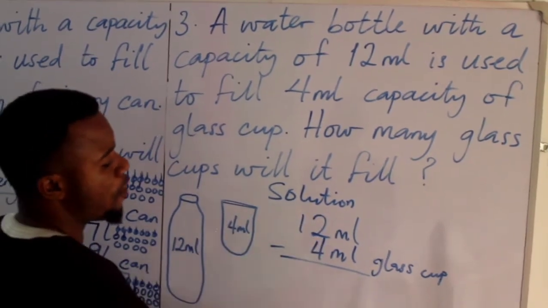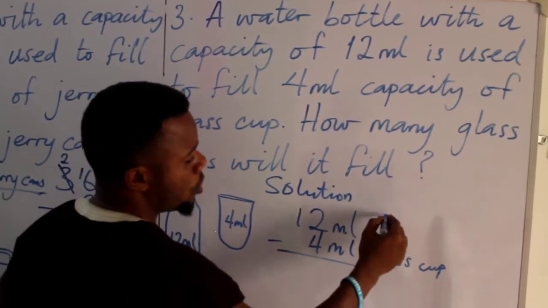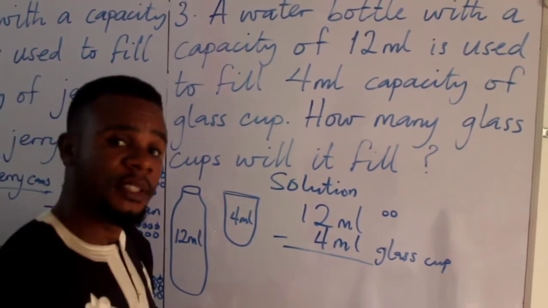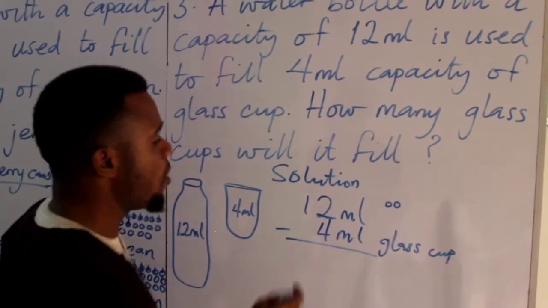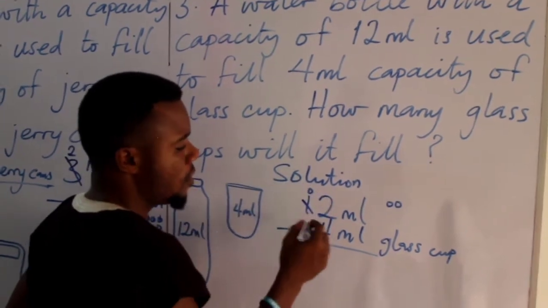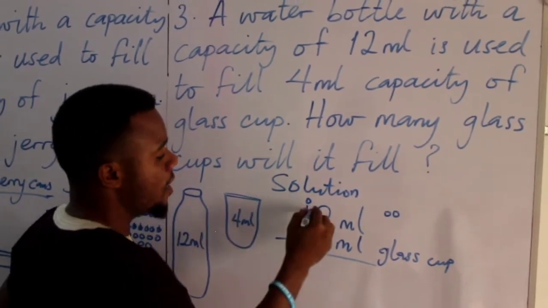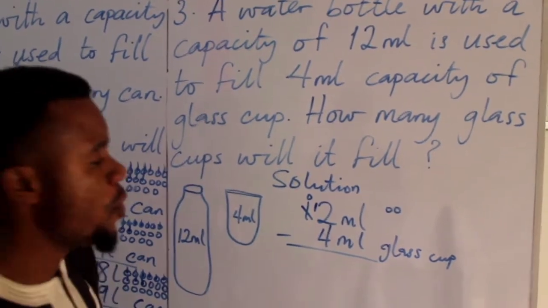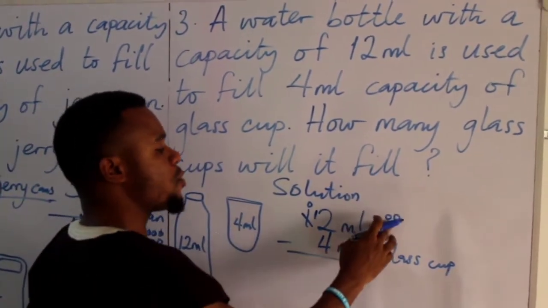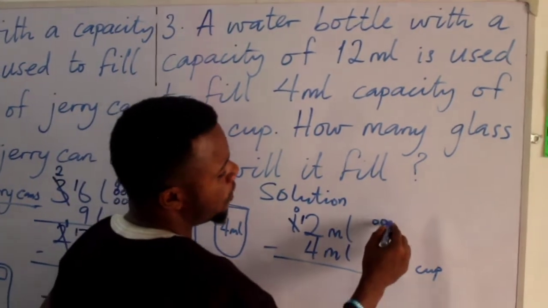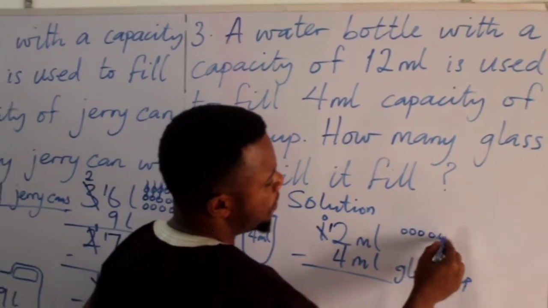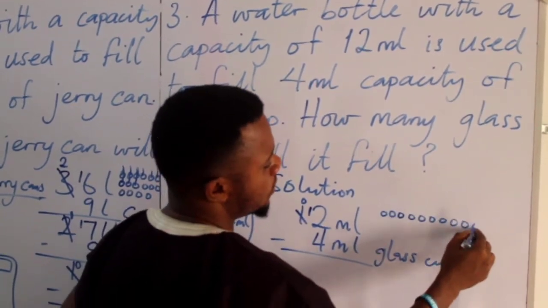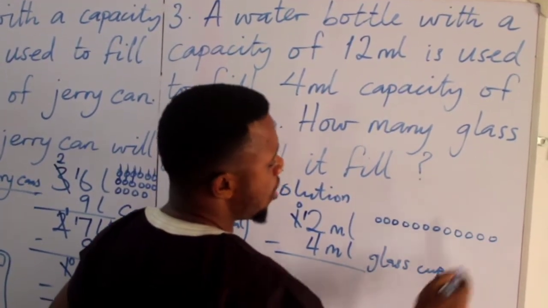2 minus 4. 1, 2. Take out 4 from 2. Is that possible? No, we pull 1 from 1. We shall have nothing left, and we give it to 2, which is 12. So 12 is now bigger than 4. We can now count 12. Remember we stop at 2, so let's count from there. 3, 4, 5, 6, 7, 8, 9, 10, 11, 12.